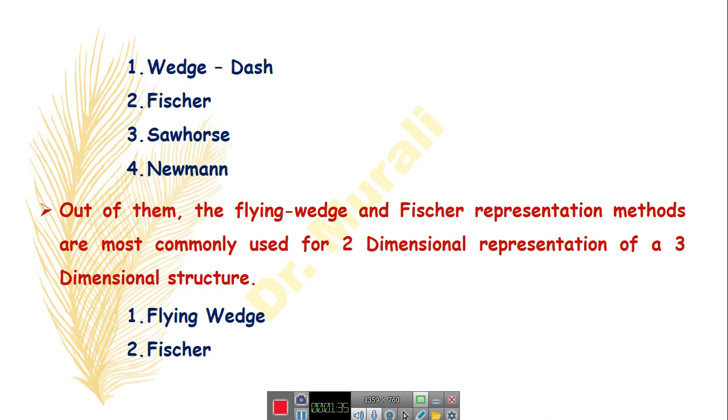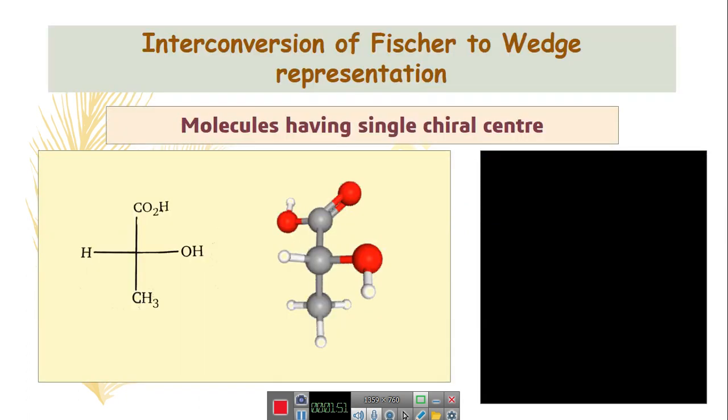Out of them, the flying wedge and Fischer representation methods are most commonly used for two-dimensional representation of a three-dimensional structure. So in this video, I am not going to elaborate the flying wedge and Fischer representations. I am just focusing on the interconversion of a Fischer formula of a molecule to wedge representation. Here I can divide this topic into two categories. In the first category, let us discuss the molecules which have a single chiral center.